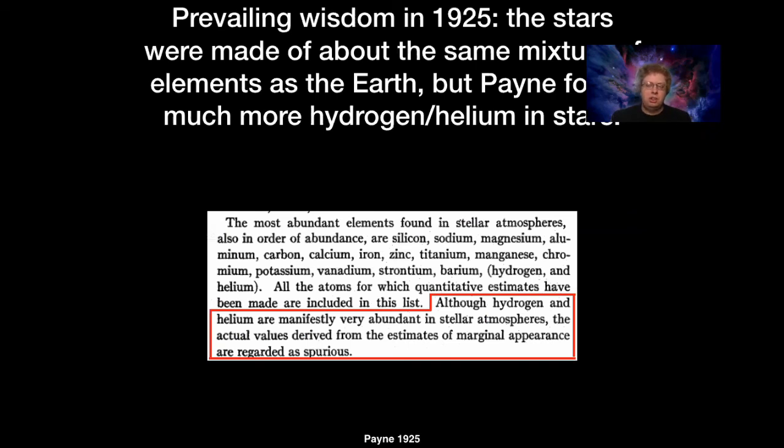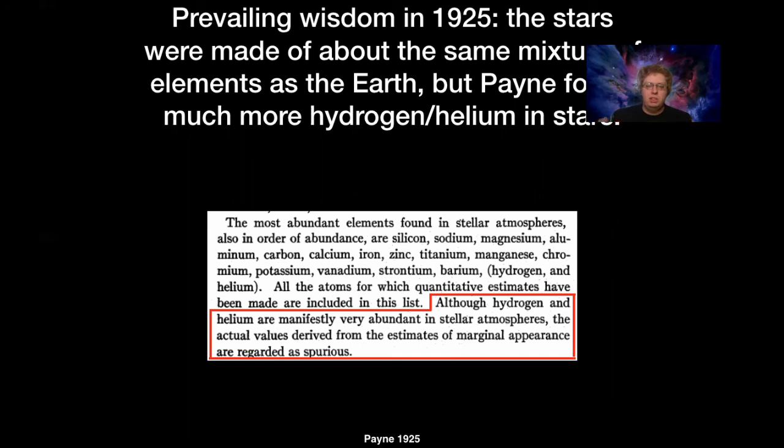Interestingly, this was against the prevailing wisdom in 1925 when Payne first published this. When this first came out, the prevailing notion was that stars were made up of a very similar mixture of elements as the Earth, which is different from what Payne found. When we look at the Earth, we don't see much hydrogen and helium. We see lots of rock, lots of iron, lots of silicate, lots of magnesium, stuff like that.